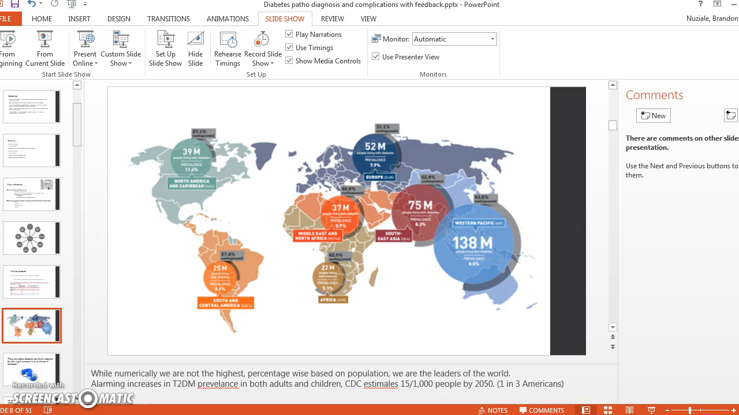So there's definitely been an alarming increase in type 2 diabetes prevalence in both adults and children. We've spent most of the time so far talking about adults, but if you've been paying attention to the media at all, you've noticed that the incidence of diabetes in children has definitely increased over the last decade. The CDC estimates that by 2050, 15 out of every 1,000 people will be living with diabetes. That's 1 in every 3 Americans. So it's even more important that we as a healthcare system learn how to appropriately help patients with diabetes, since it will be such an important part of healthcare.